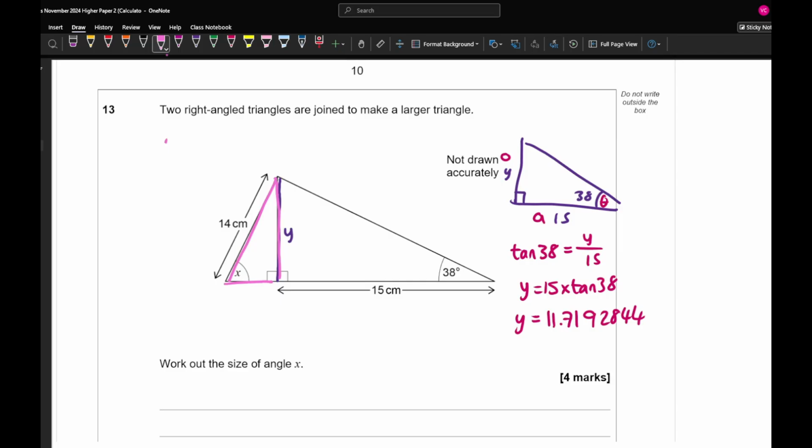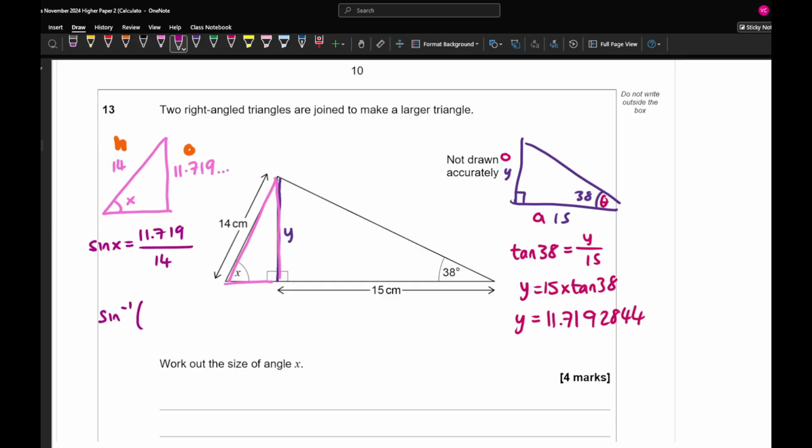Now once I know that value, if I take out this triangle here which involves x, I now know what 2 sides are. I know that this is 14, this is 11.719, and so on. Labeling the triangle, this is h, this is o, and what I then need to do is work out which trig ratio uses o and h. Well, that's going to be sine. So I've got sine x equals 11.719 over 14.